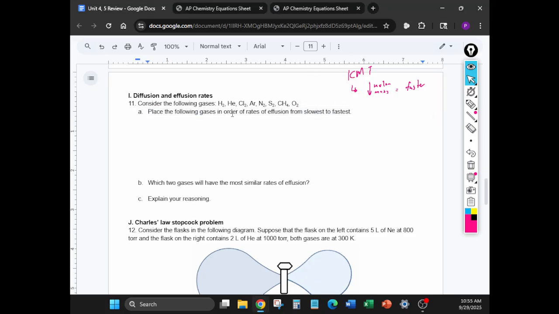So based on that knowledge, see if you guys can do A, B, and C. First, you're going to put them in order from slowest to fastest. And then after that, I want you to identify which of the two gases will have the most similar rate of effusion. Take about 3-4 minutes to do that, and then we'll go over it.